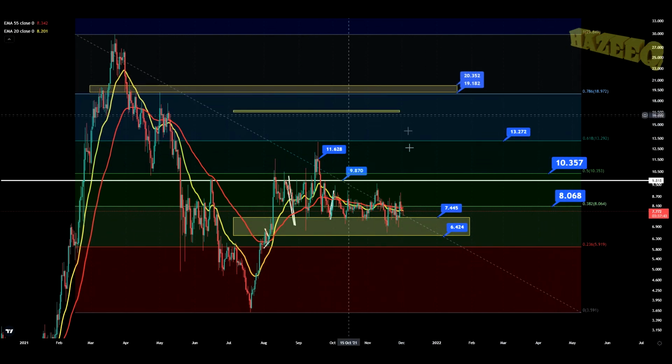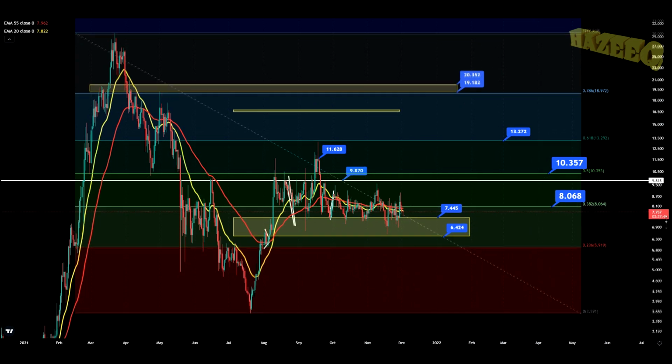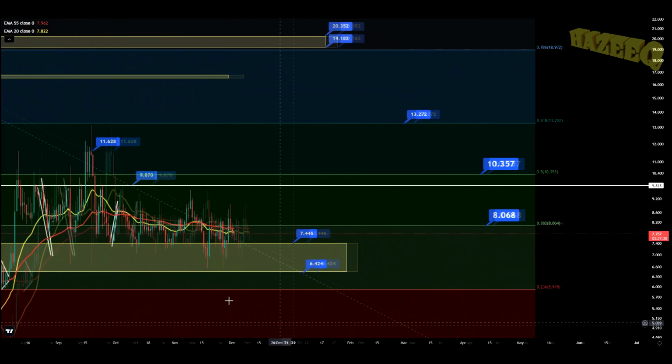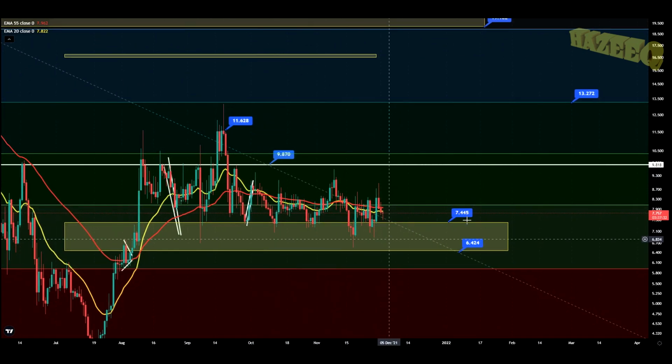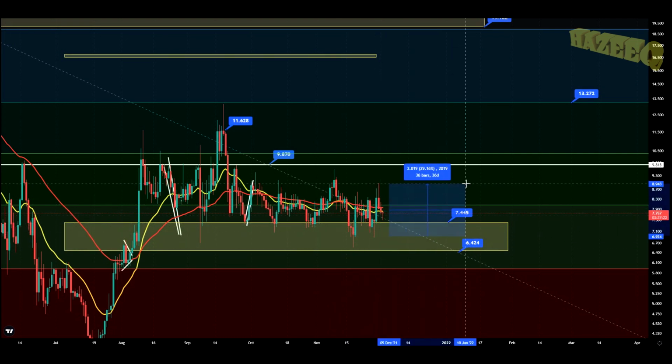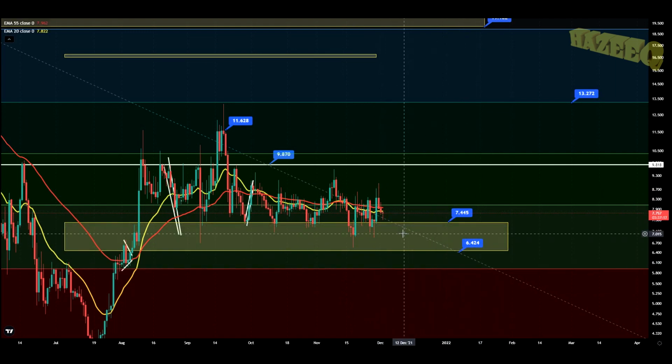Now, jumping into the daily chart on TradingView, so really not much has changed. We are still consolidating in this range over here. Up and down we go. But I did give you this buy zone from $7.44 all the way to $6.42. And in this buying zone, each time you come down into it, you usually come back up relatively soon. So if you bought in this dip, you're up around about 30%.